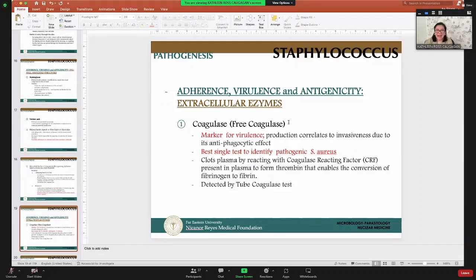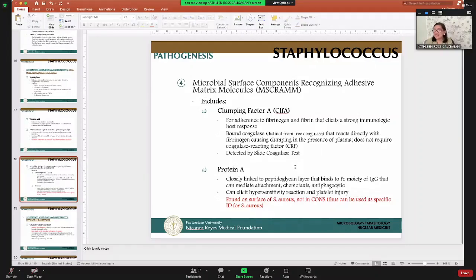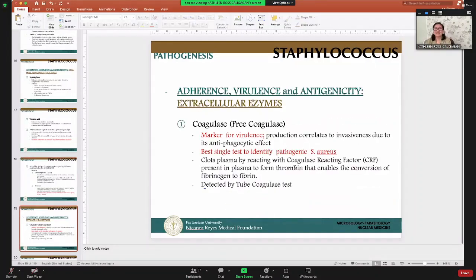How? The action: it clots plasma by reacting with coagulase reacting factor to form thrombin that enables the conversion of fibrinogen to fibrin, using a tube coagulase test. The other one is the slide coagulase test.